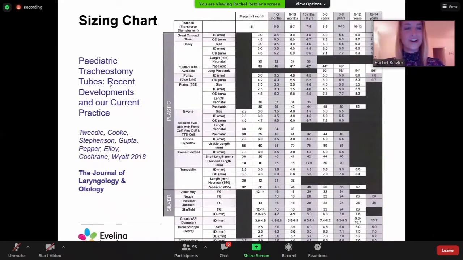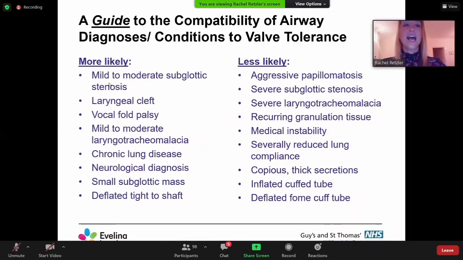Here's an example of that chart I was talking about that can help guide you in age-appropriate tubes for a child and what one size below that would be for being ready for a valve. This is from the Paediatric Tracheostomy Tubes, recent developments, and our current practice paper in the Journal of Laryngology and Otology, which I recommend everyone go check out. A guide to the compatibility of airway diagnoses and conditions that may help with valve tolerance.